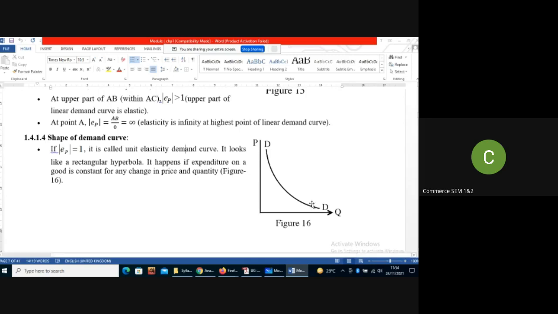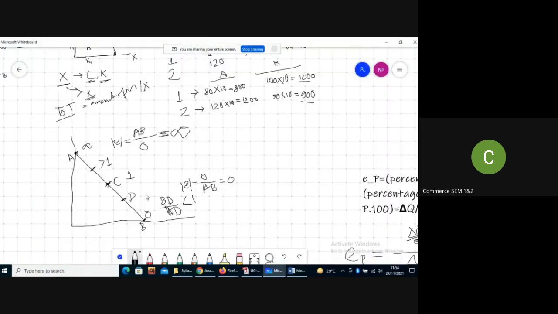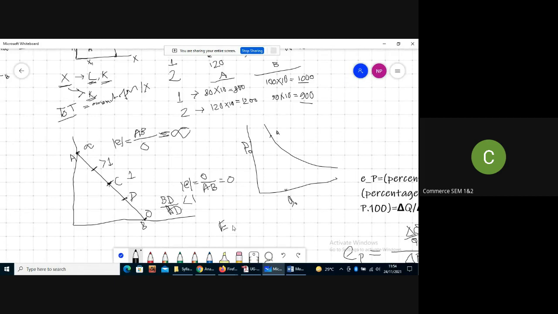So this will happen if the expenditure, that means price into quantity, does not change. If you draw a curve like this and take a point A on the demand curve, the price is P0 and the quantity will be Q0. So the expenditure will be equal to Q0 multiplied by P0.